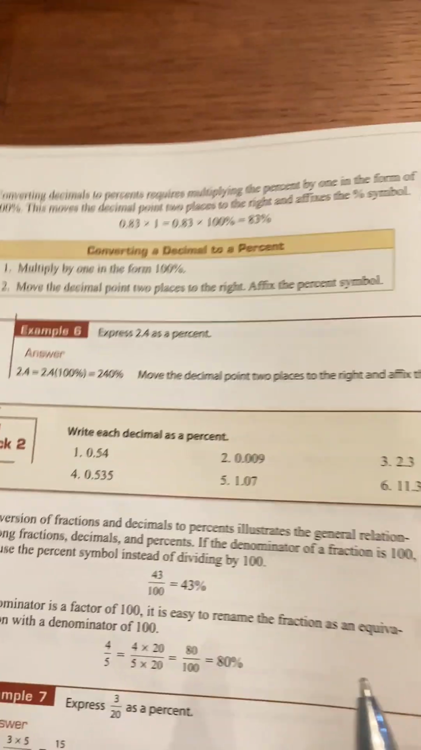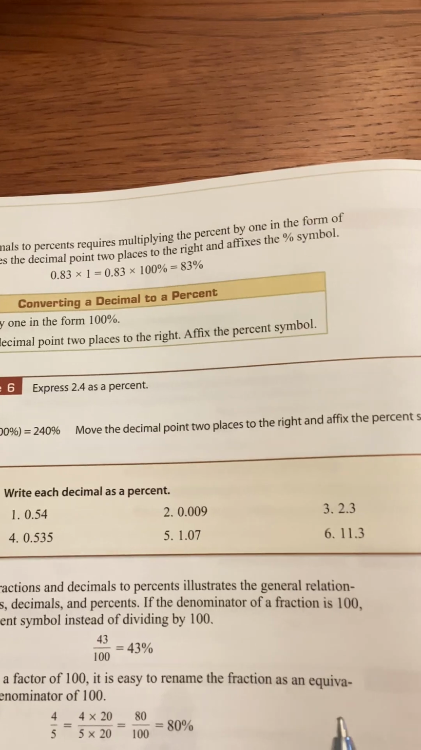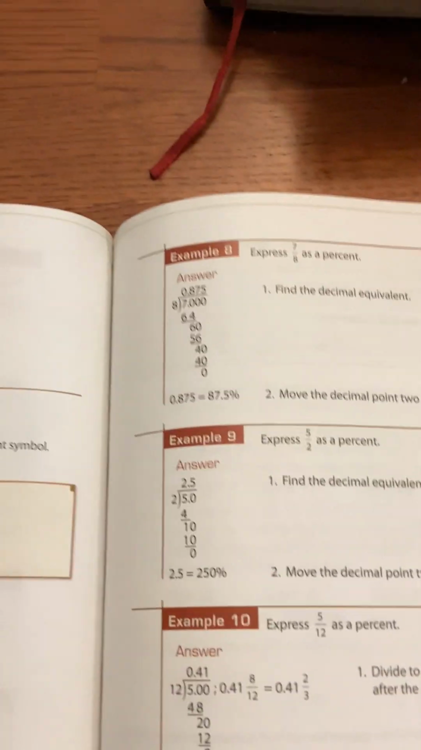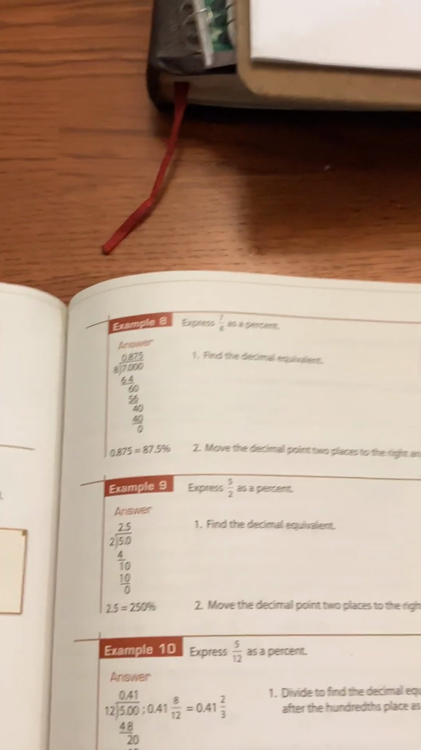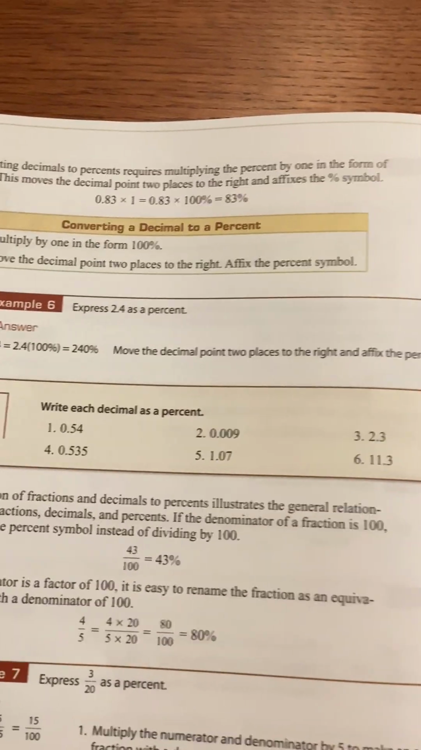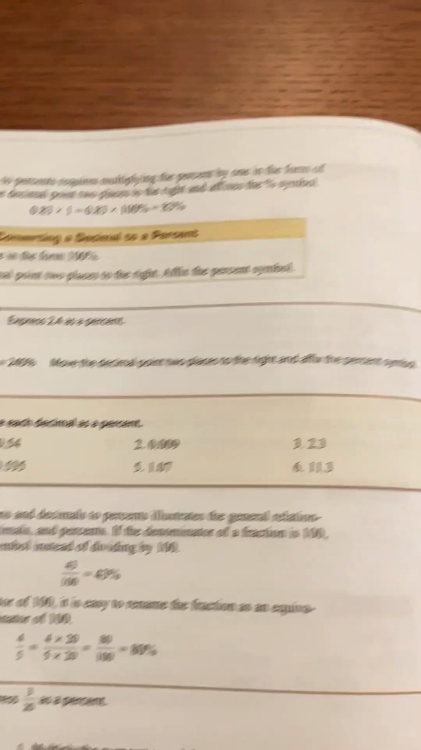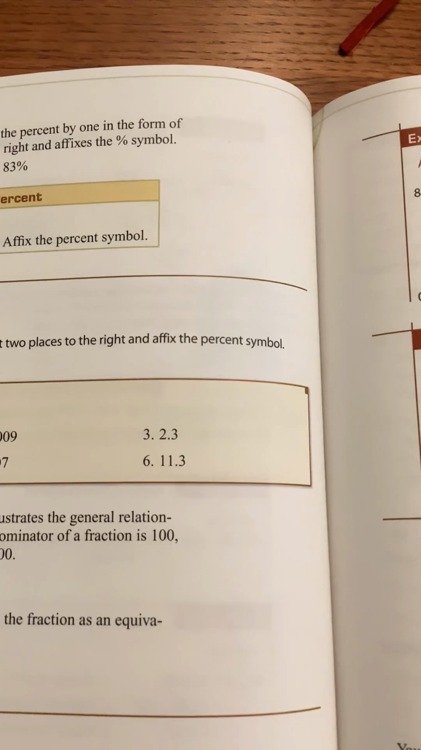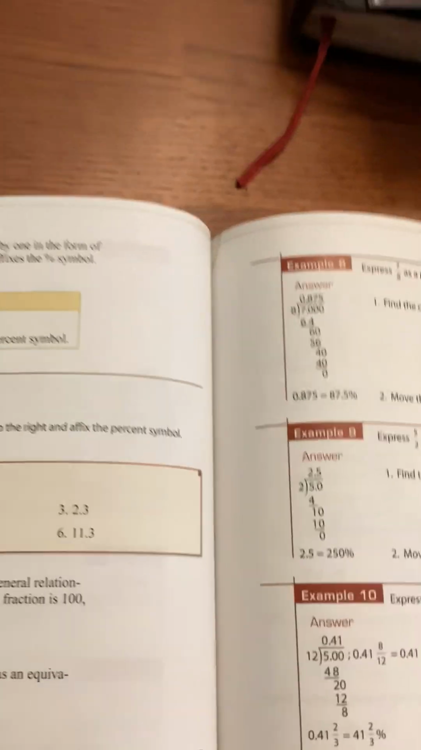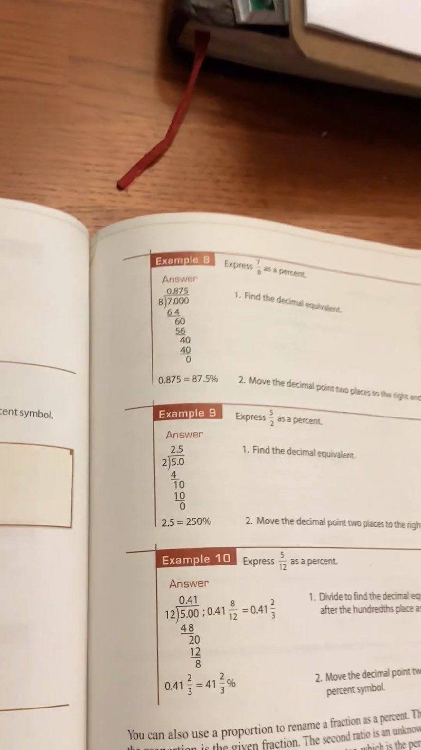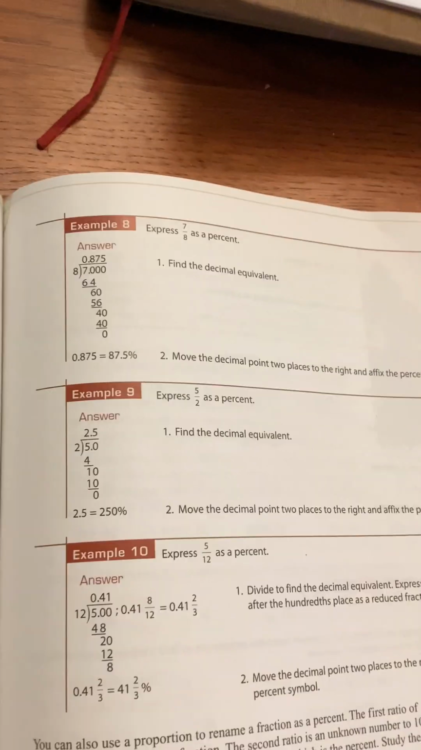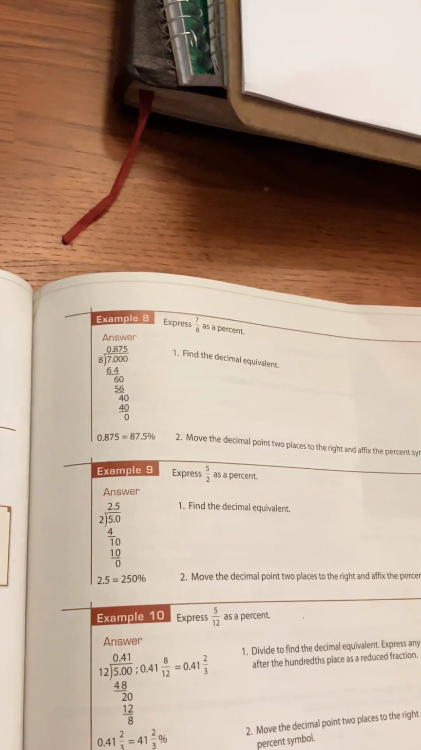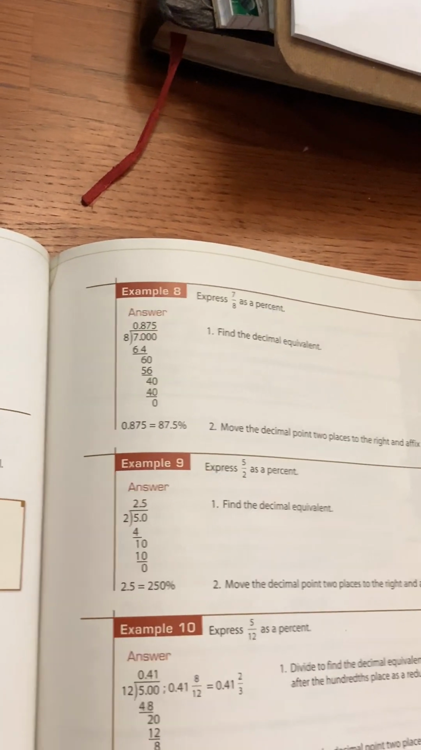Checkpoint number 2, write each decimal as a percent. So here I'm going to turn the page and run out of room. So you're just going to move it over 2. So that's going to be 54%. Number 2, move it over 2. That's 0.9. Number 3, move it over 2. That's 230. Oh, percent, sorry.